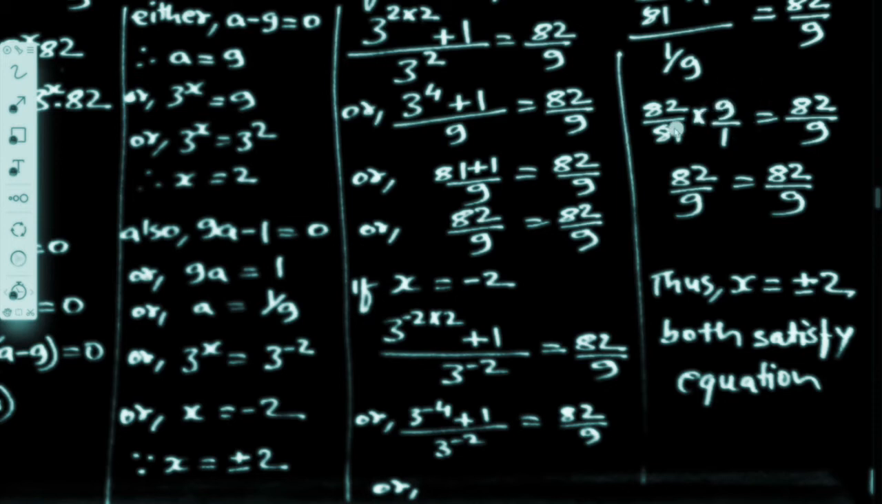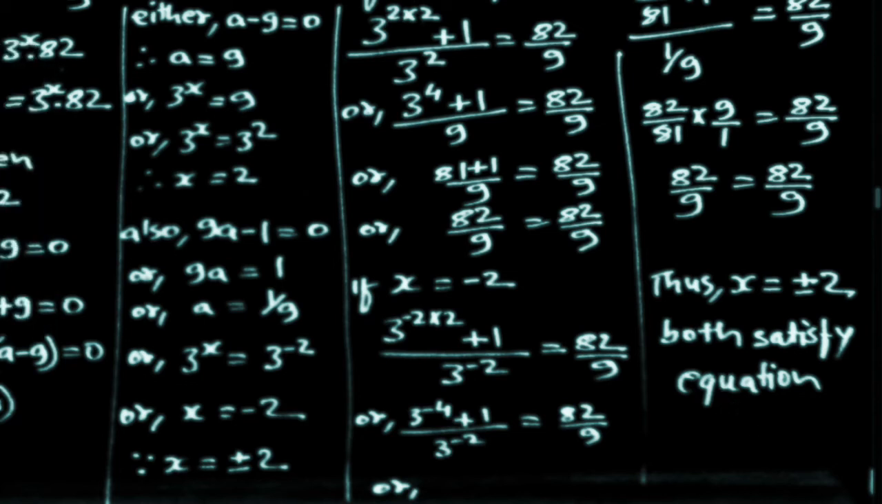Now here 9 into 81. This should be the division way. Now this should be cancelled again. 9 into 9 is 81. So 9 should be cancelled, and in place of 81, 9 should be placed. So 82 by 9 equals 82 by 9. In this way, both sides are the same. It means both x equal to 2 and x equal to minus 2 satisfy. Thus, x equal to plus 2 and x equal to minus 2 both satisfy our equation, and this is our answer.